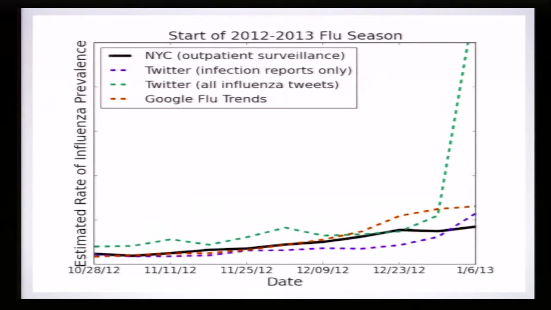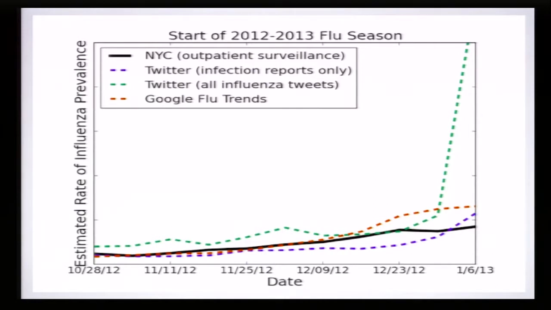Something else, this is kind of exciting in that you guys are some of the first people to see this plot, and we haven't published it yet, and to the best of my knowledge, no one has done this. This is our estimates for the current flu rate in New York City. All these lines are New York City lines, same methods.